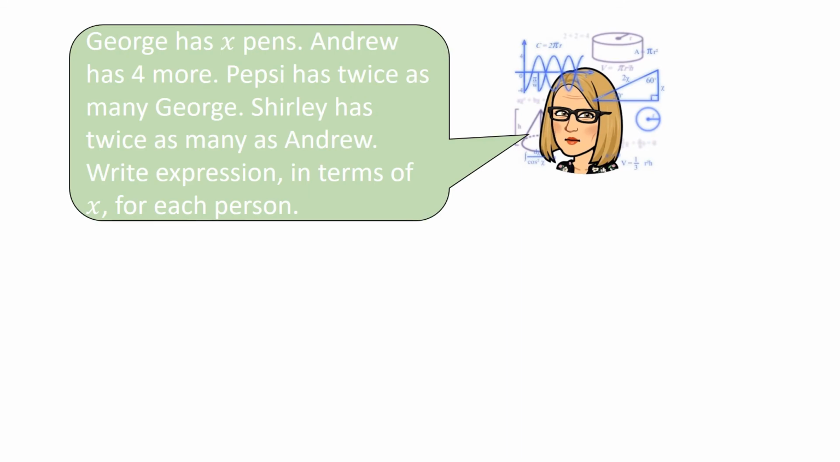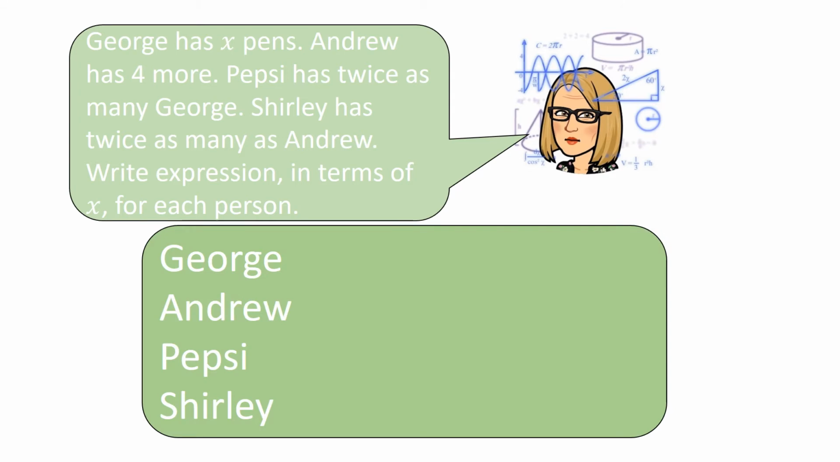Well, here's the same question. And we've got George, Andrew, Pepsi and Shirley, and we've got to write an expression in terms of X, just using X for each person. So George. Okay, well here's the straightforward one. He's got X pens. We don't know how many pens he's got, but we're using X to represent that.